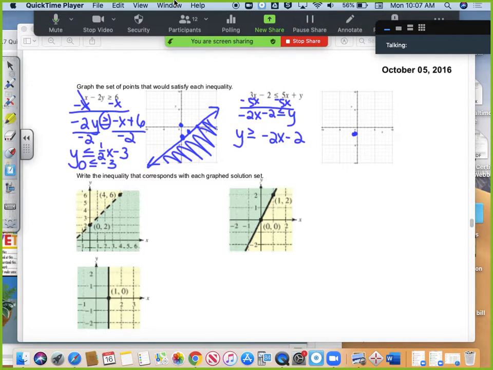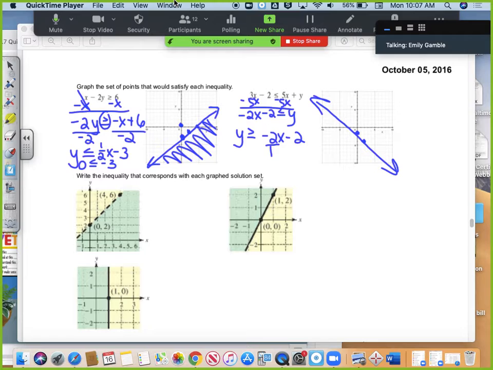From here, your slope is negative 2 or negative 2 over 1, which means you would go down 2 to the right 1. Negative 2, and then down 2 to the right 1 would be about here. This is another solid line because of the less than or equal to.